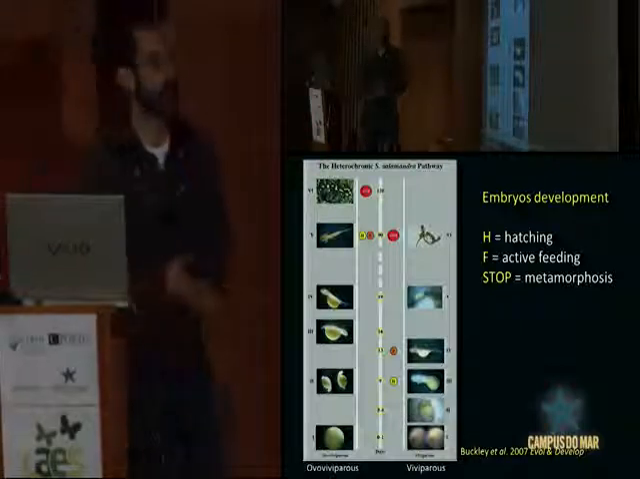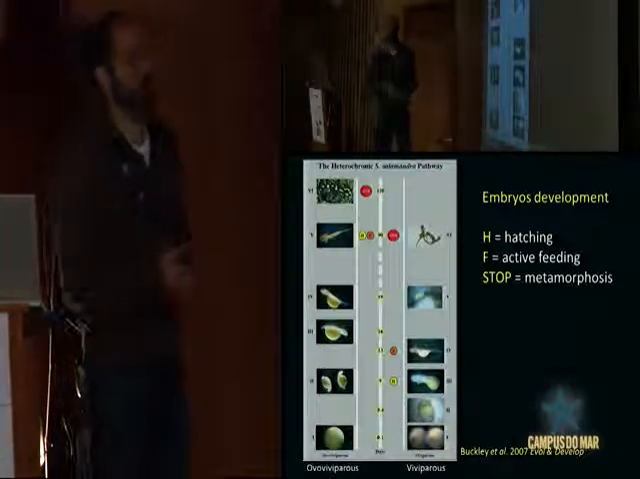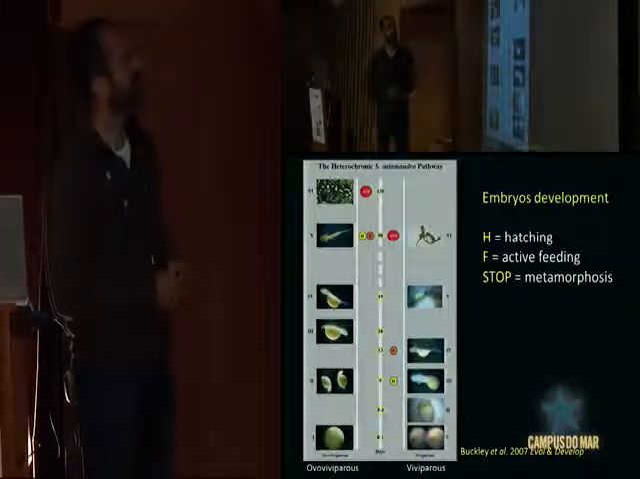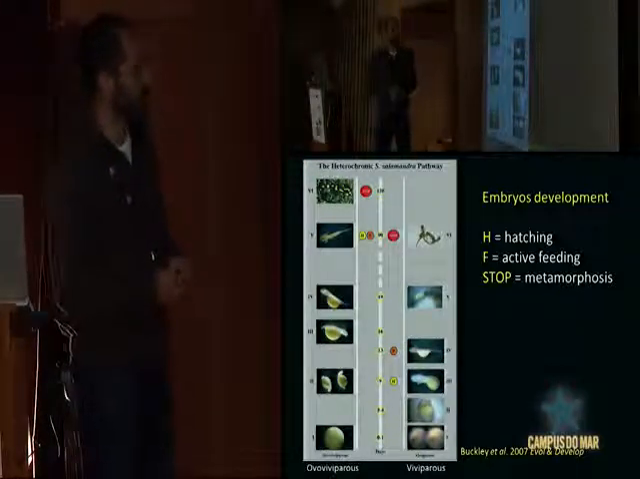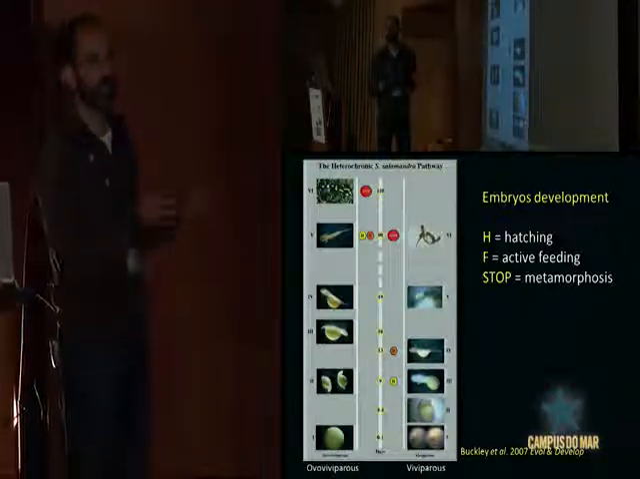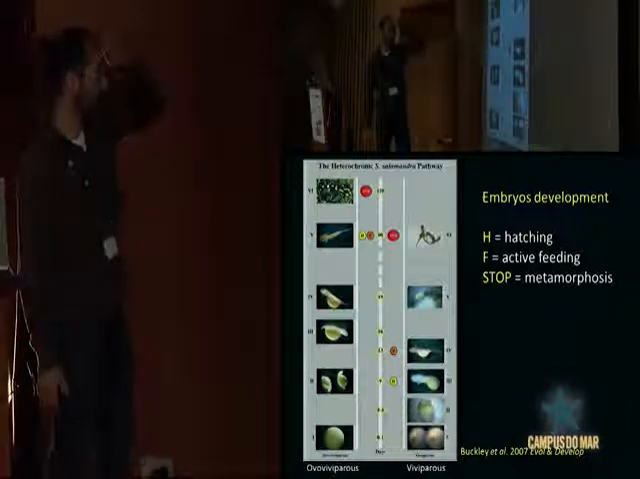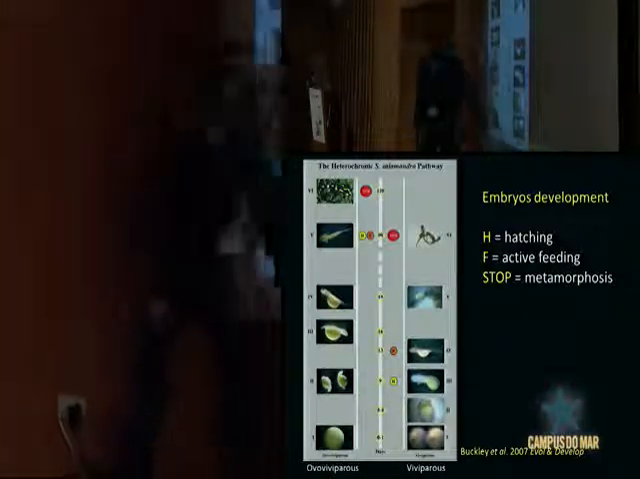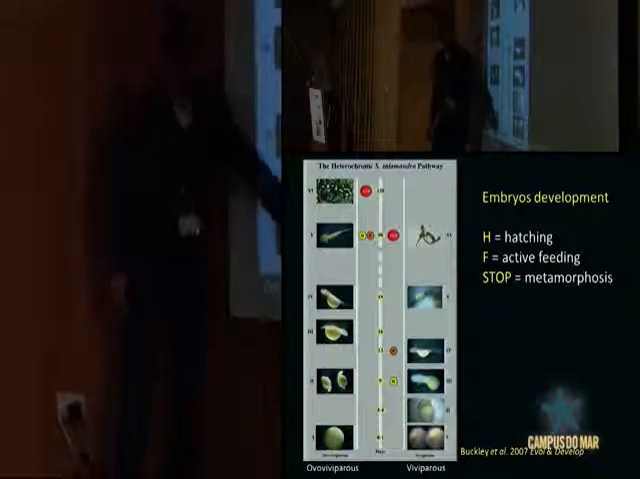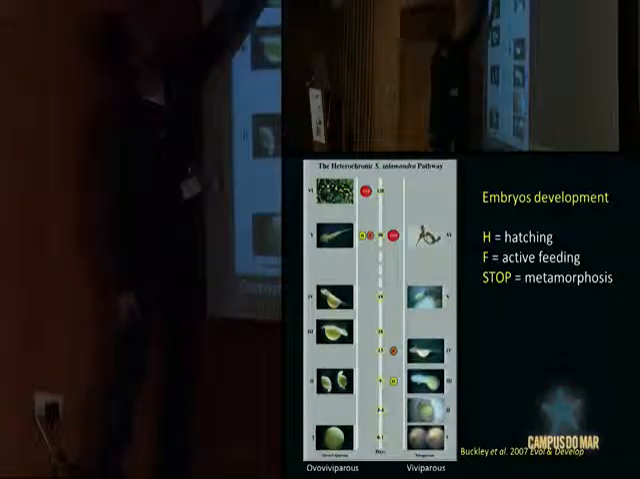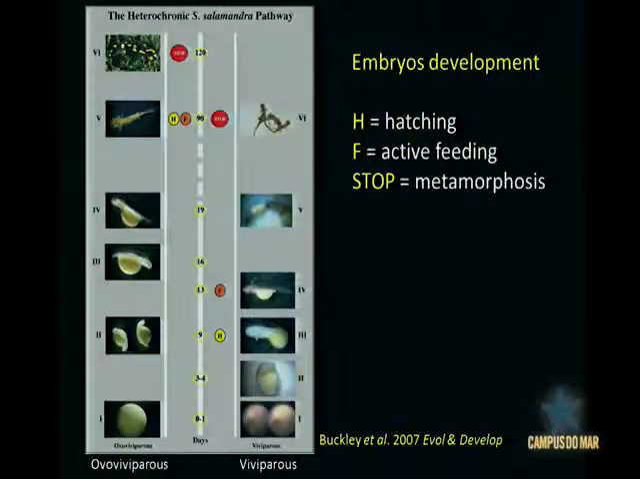Also, another interesting study to understand the differences between these reproductive modes is this one from Buckley in 2007. So what it's showing here are the ontogenetic processes, the differences between the development of embryos for the ovoviviparous salamanders and for the viviparous salamanders. So what we have here is a temporal axis from the fertilization to the metamorphosis, comparing the main difference between the two reproductive modes.